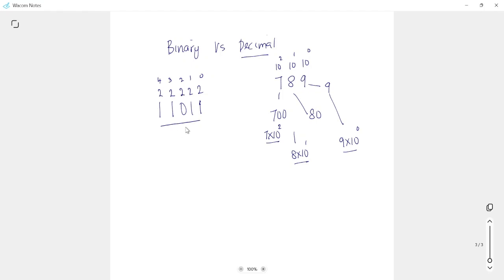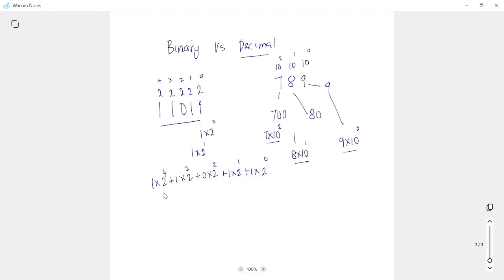11011, if I want to write this binary number in decimal form, what do I do? I just take 1 into 2 to the power of 0 and take 1 into 2 to the power of 1. So I can just do this like 1 into 2 to the power of 4 plus 1 into 2 to the power of 3 plus 0 into 2 to the power of 2 plus 1 into 2 to the power of 1 plus 1 into 2 to the power of 0.